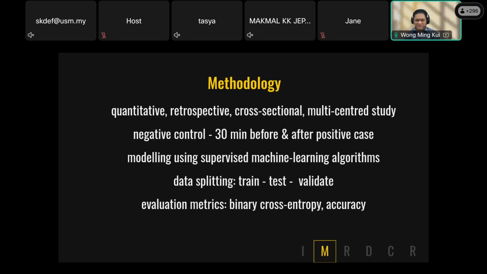Retrospective and cross-sectional because the data that we use is from previous years, 2023, from January until June, and so it is only a cross-sectional snapshot of the whole year in our lab. It is also multi-center because it's a joint effort from Batu Pahat and Sungai Siput.